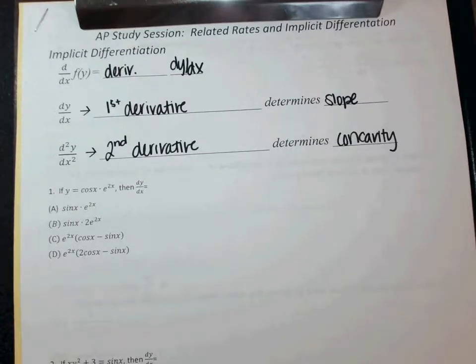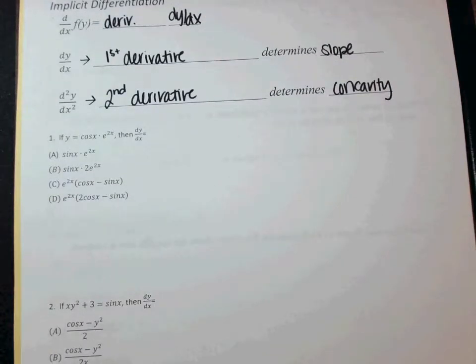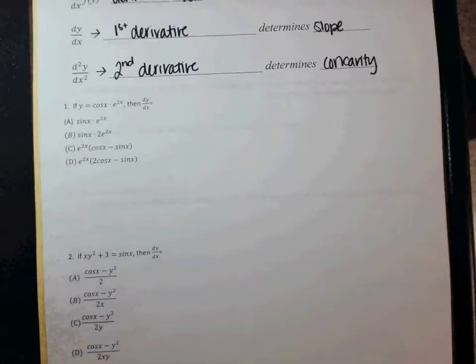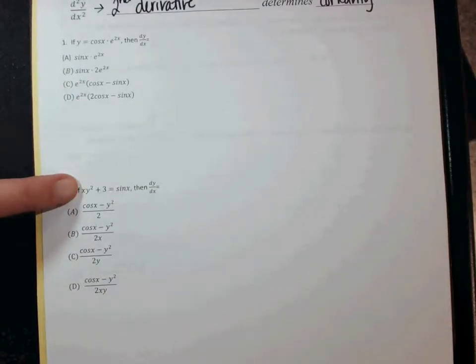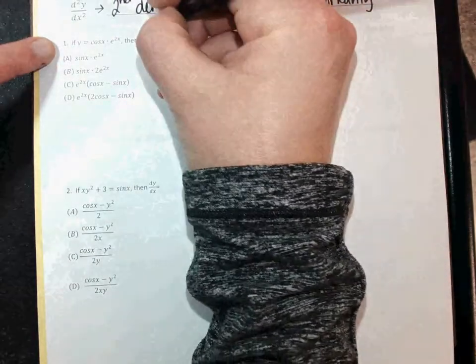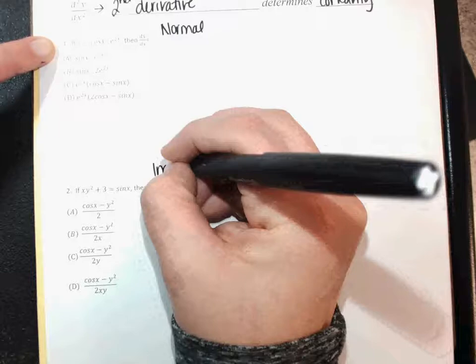So if we were doing that first one, here's how you know if you're doing implicit or not. Look at number 1 and then look at number 2. What do you notice is different about the questions? The one has a y. Yeah, this one, the y is already by itself. That's not implicit. That's just a normal derivative. Versus on this one, do you see how the y is in the middle of the x stuff? So that's the difference. This one is just normal. This one is implicit.